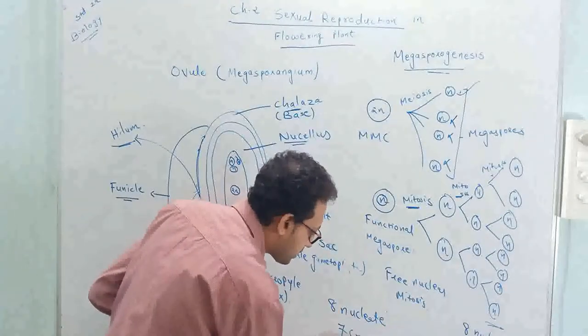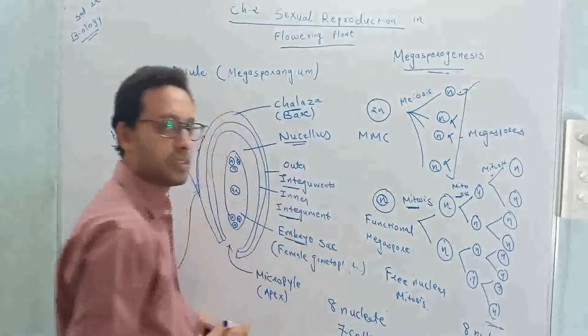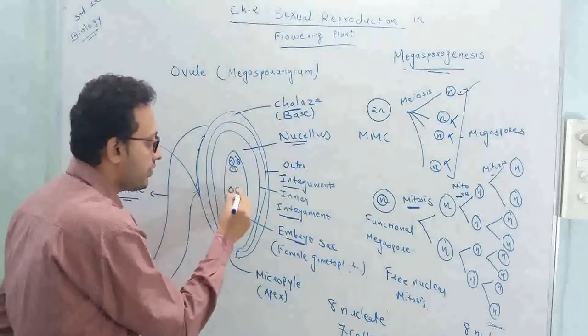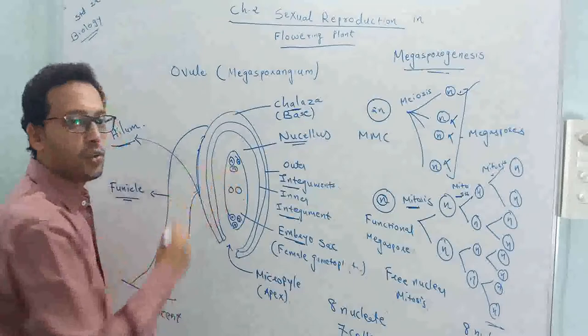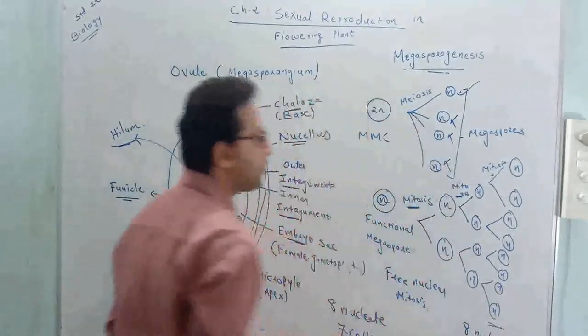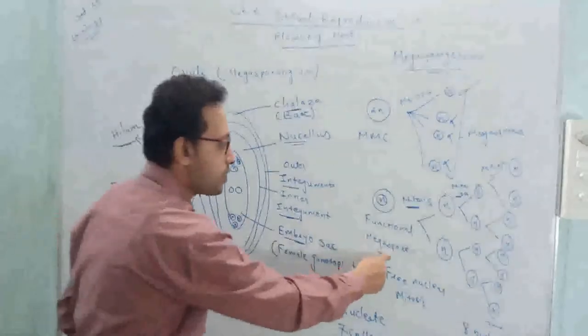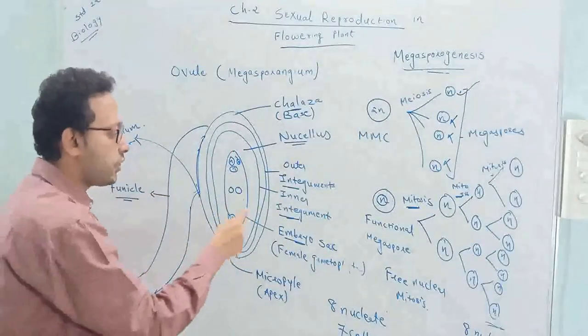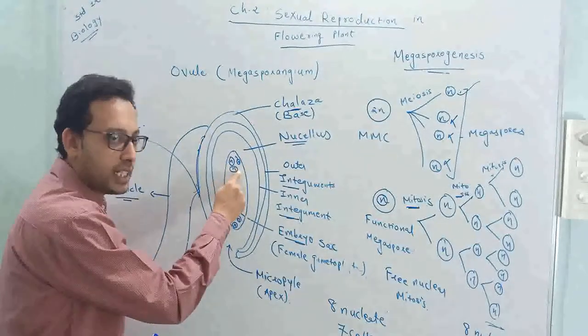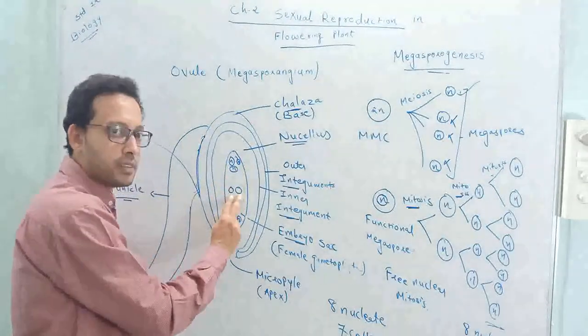But how many cells? 7 cells. Okay? How this process occurs, I again repeat. Initially, we have 8 nuclei. How do we have 8 nuclei? 8 nuclei which are formed at the end of 3 mitoses from the functional megaspore. From these 8 nuclei, 3 arrange at the micropylar end, 3 arrange at the chalazal end and 2 remain in the centre.